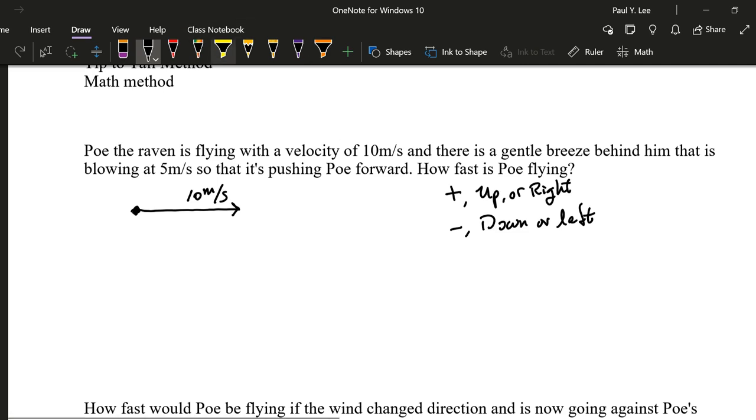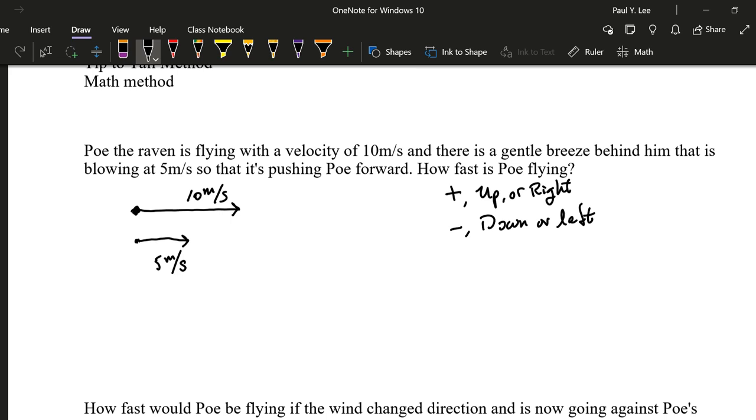All right, and there's going to be a gentle breeze behind him, right? The gentle breeze behind Poe is 5 meters per second. So this is my breeze. Notice my arrows are not the same size, and it's because the size and the length of the arrows tell you your magnitude. And because 5 meters per second is exactly half of that 10, I drew it just about halfway there. All right, so this is the setup of a problem.